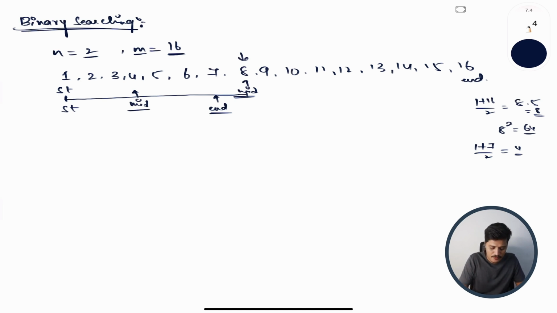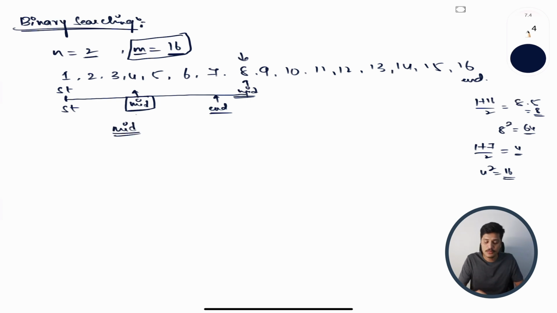Immediately what we will do, 4 power 2, that is nothing but 4 square, which is nothing but 16, which is equal to the value of m. So immediately when we did middle power n, we have gotten the result. So we will immediately return middle as the result. Okay, so that is the simplest example where we had a whole number, if we performed that power n, we had gotten the valid value of y.